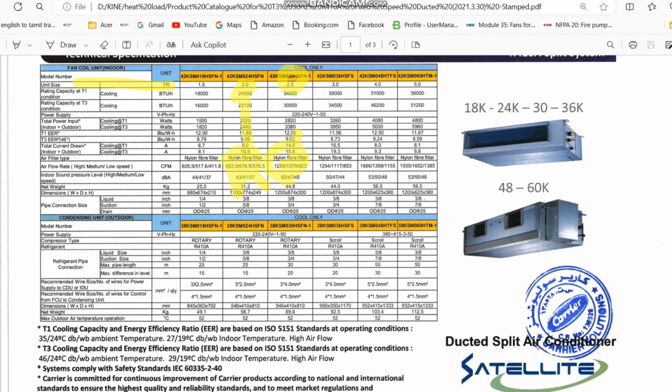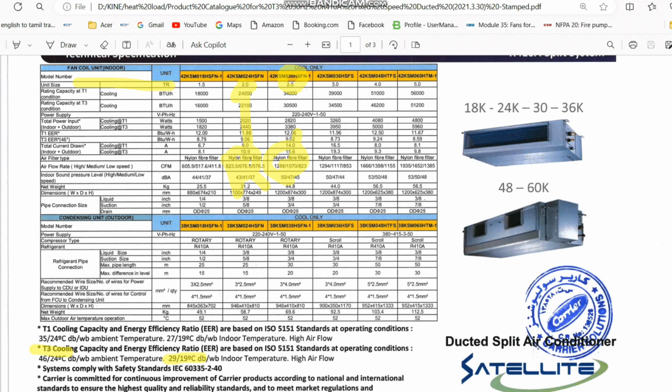Okay, and there is one more problem here. If you see this condition T3, they have considered the indoor temperature 29 by 19. But as I showed in the schedule, we need the indoor temperature like 23 degrees Celsius. So this 29 is not matching with the 23.